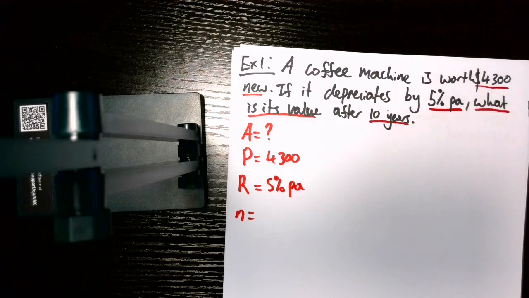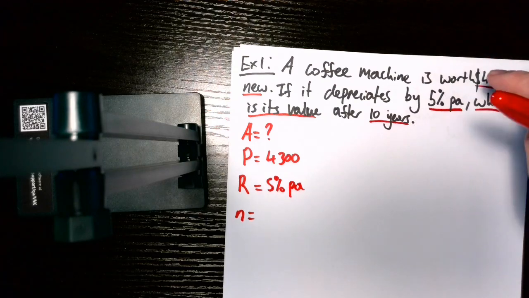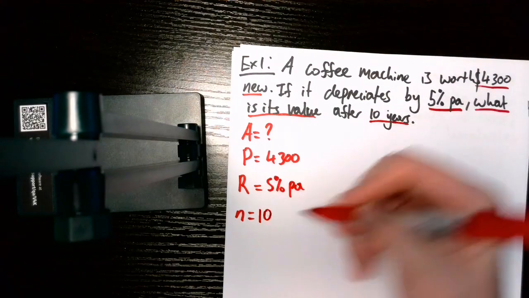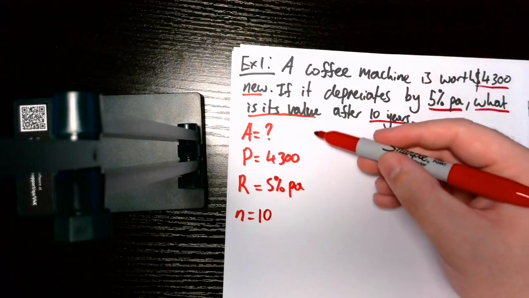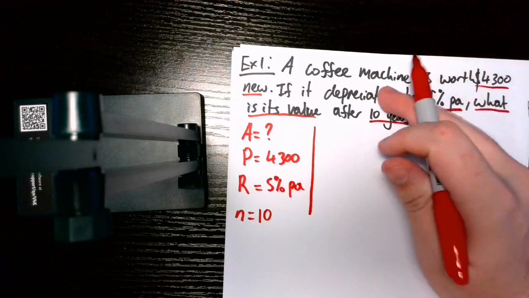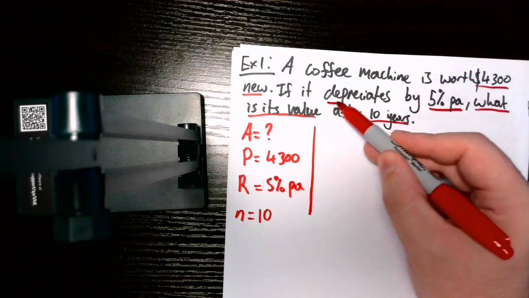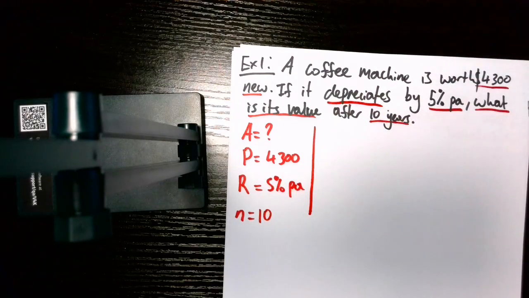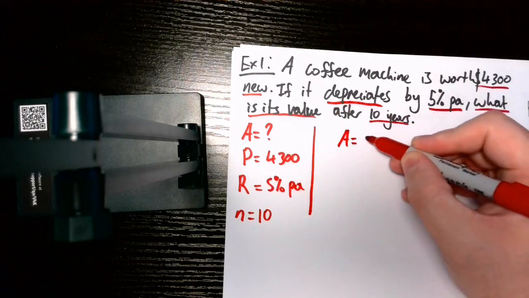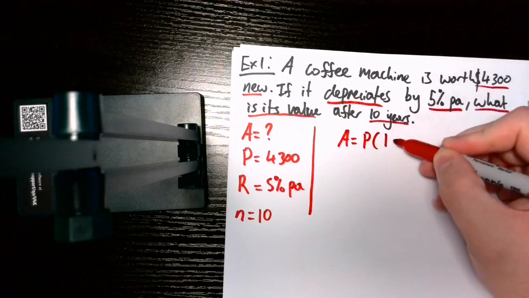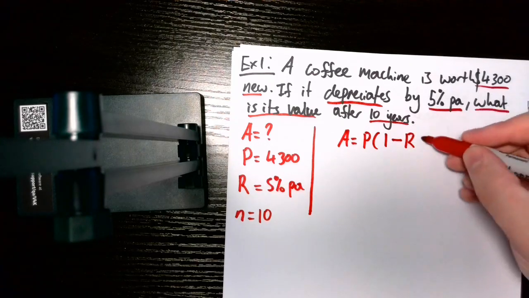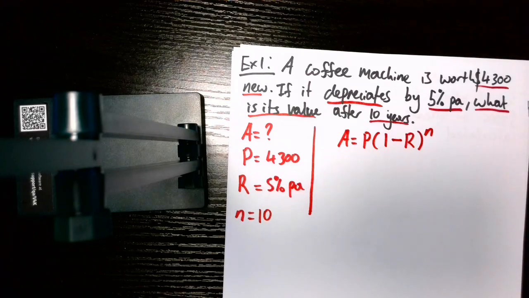Okay, this is not like a compound interest question. It depreciates at the end of each year, so once per year, therefore your number of time periods will be 10. Now, in this particular question, we're going to use the compound depreciation formula, and we know that because it says the word depreciates in the question. So A is equal to P outside of 1 minus R, make sure you put the minus in and not the plus, all to the power of n.